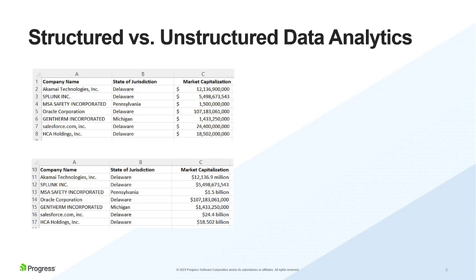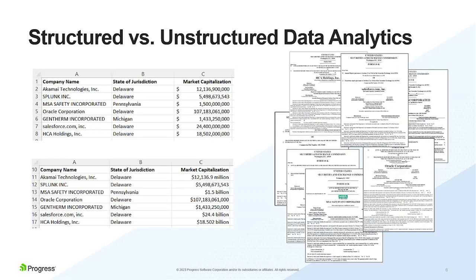But what if my data looks like this? What if the market capitalization figures aren't quite as neat and tidy as I'd like them to be? Okay, I can probably run some macros or do some kind of data transformations and get this in a format that I'm more used to. But then what if my data is like this?